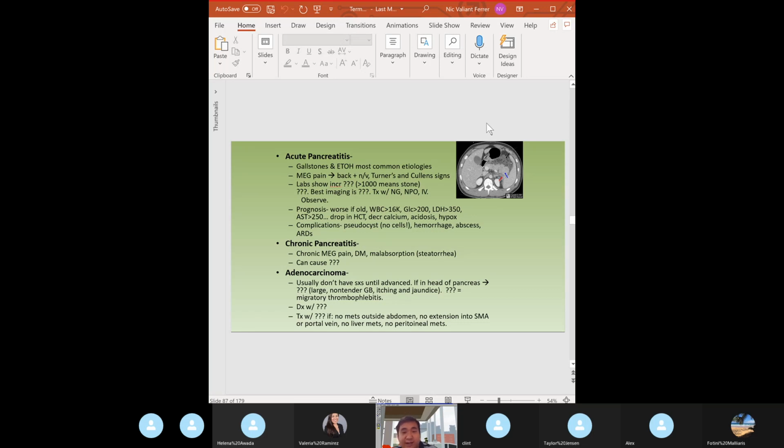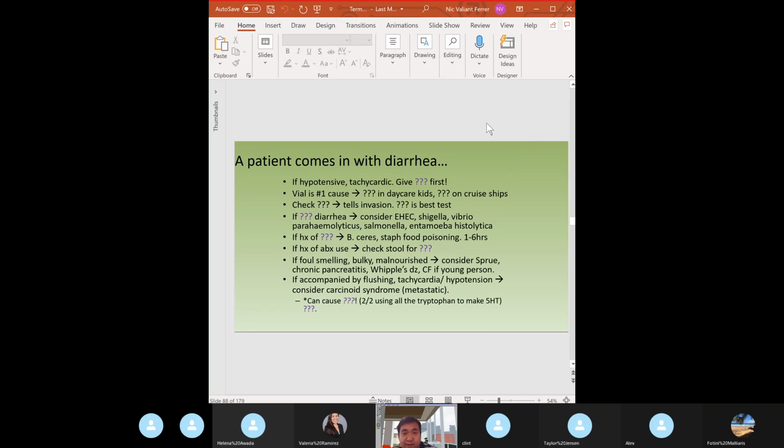Last stretch, diarrhea, before we go to endocrinology. So a patient comes in with diarrhea, hypotensive, tachycardic. What can you give first? Just fluid replacement therapy. Excellent, excellent.